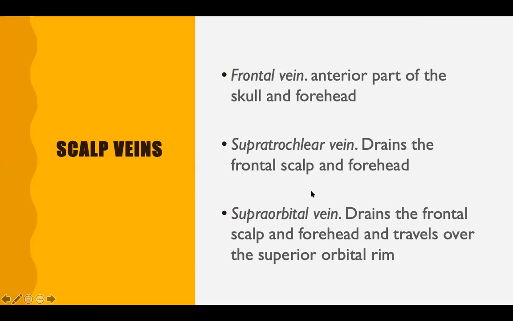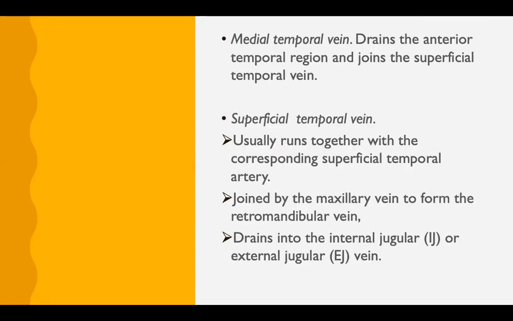So basically the frontal veins drain from the anterior part of the skull and forehead. The trochlear veins also drain from the frontal scalp and forehead, and supraorbital veins drain from the scalp and forehead and travel over the superior orbital vein and then drain into the orbital veins. The medial and the superficial temporal veins are important.